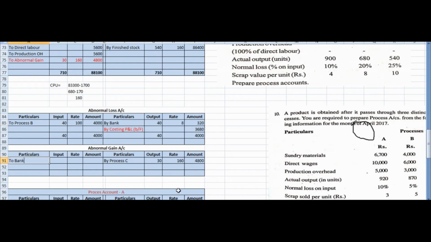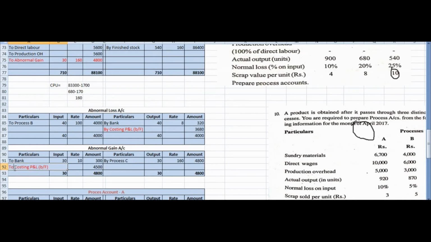To bank, 30 units. Now what is the rate for this? 10 rupees. So keep the same 10 rupees, 300. Good. Now find the total: 30 units, 4,800. It is transferred again; you need to transfer to the costing profit and loss account. Is it clear to everyone how to solve the abnormal loss or abnormal gain?